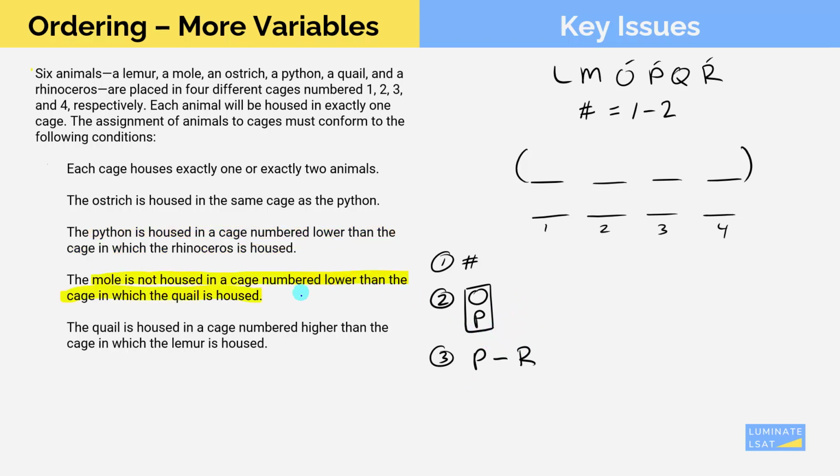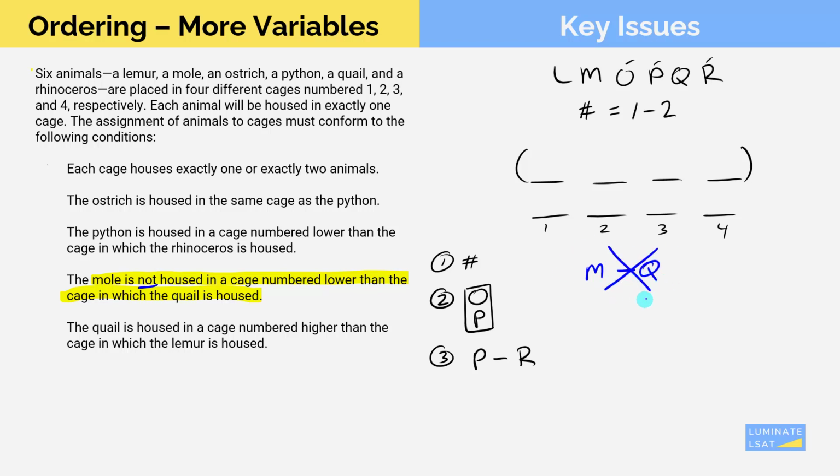Now you have to be really careful with the fourth rule here, which says that the mole is not housed in a cage numbered lower than the cage in which the quail is housed. So the mole cannot be lower numbered than Q. That means the M is never going to appear to the left of Q.